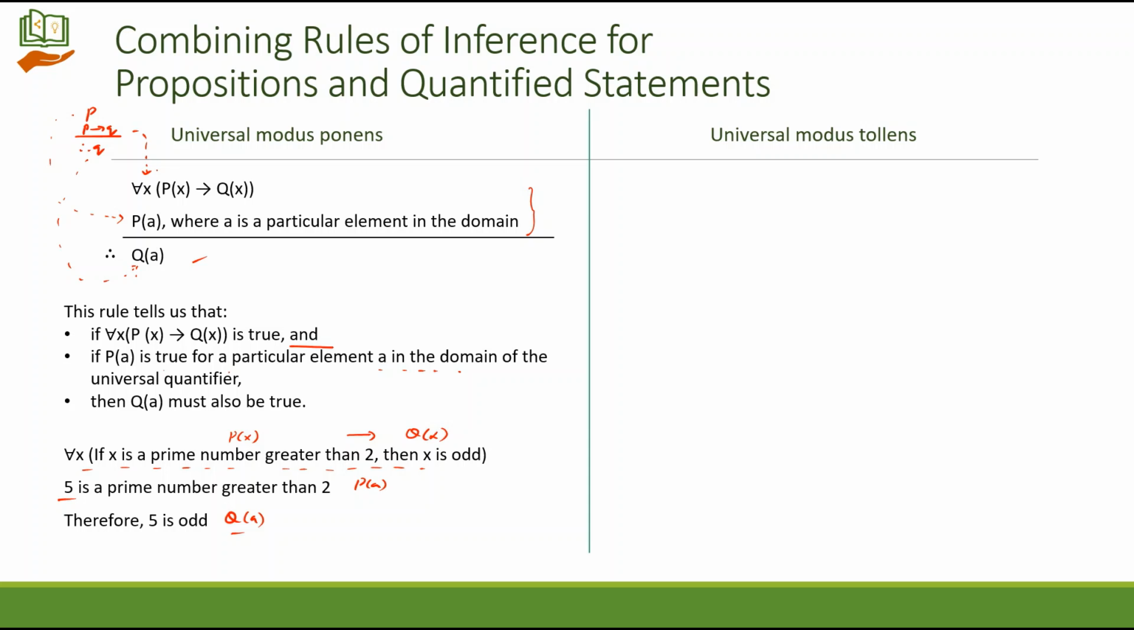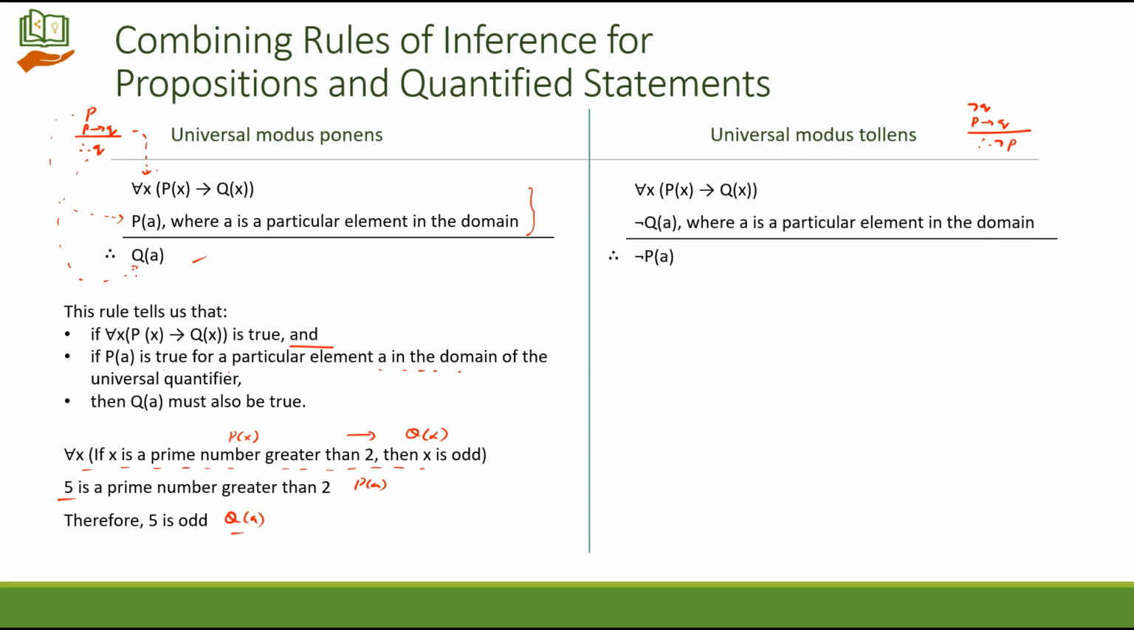Now let's get into the other rule, universal modus tollens. What is modus tollens? It is negation of Q along with P implies Q, therefore negation of P. So now we will see the rule of inference. For all x, P of x implies Q of x. This one is given here. Negation of Q is given as negation of Q of A, where A is a particular element in the domain, and then this one is given as negation of P of A as the conclusion part.